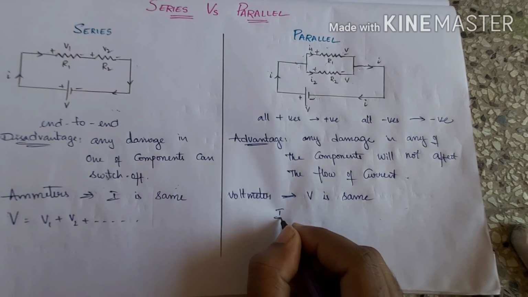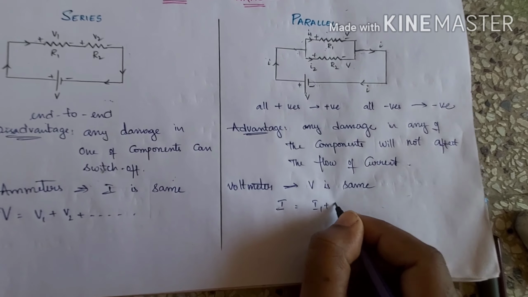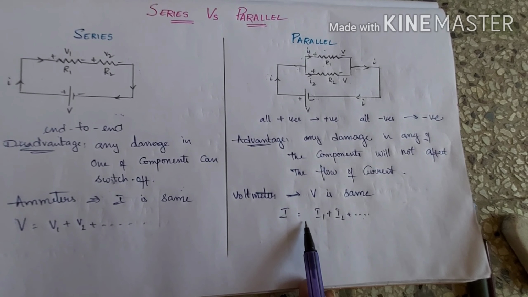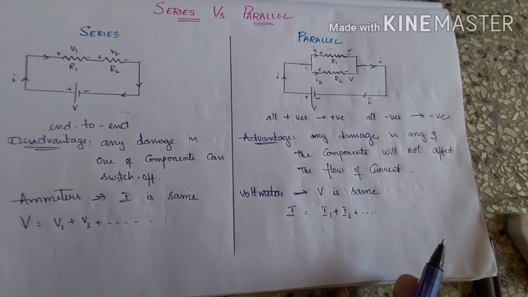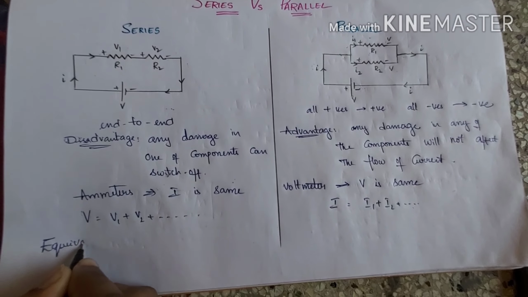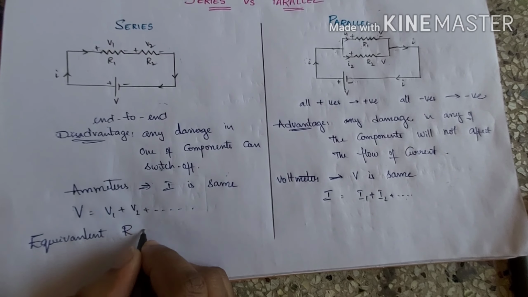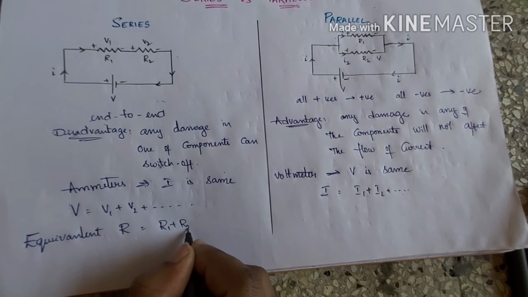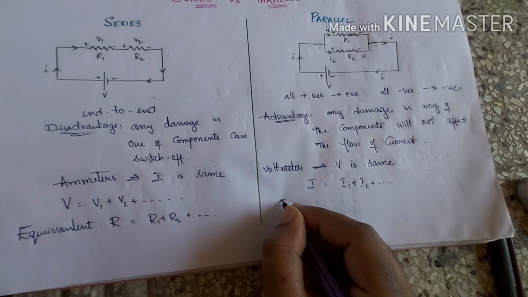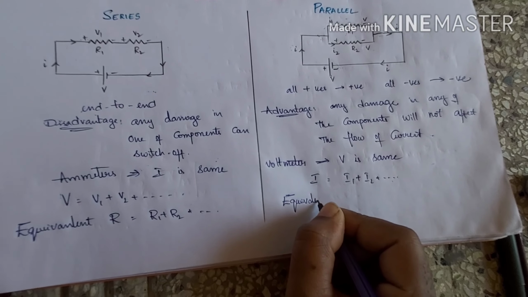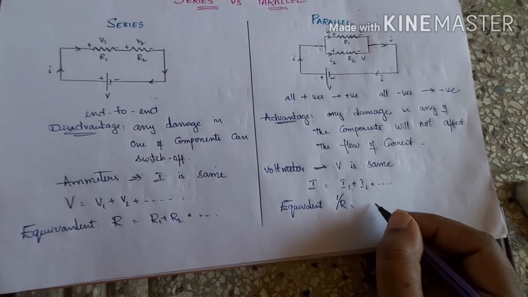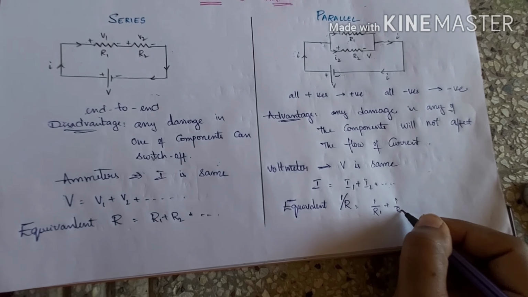Whereas in parallel, the total current in the circuit gets added up. I have taken the total as I, so we can write I equals I1 plus I2 and so on. Then for series, the equivalent resistance is R equals R1 plus R2 and so on. Whereas in parallel, for the equivalent resistance R, you have to take the reciprocal: 1 by R is equal to 1 by R1 plus 1 by R2 and so on.